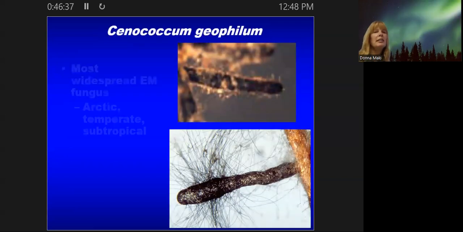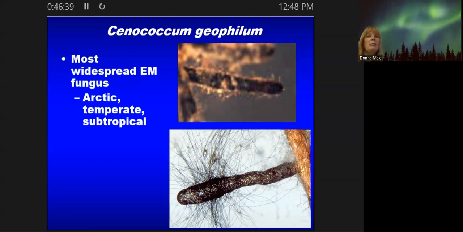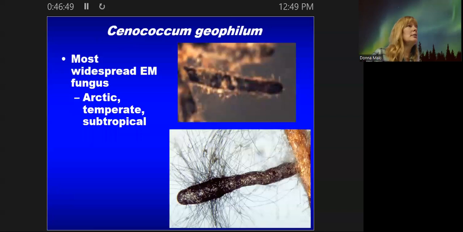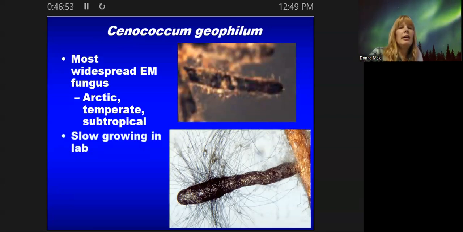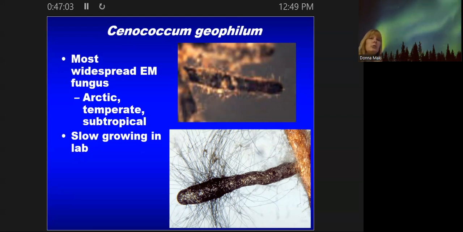So another one that I studied for my PhD is famous as well, Cenococcum geophilum, because again, huge broad host range. You can find it even growing up in the Arctic, but it can be found in tropical areas. So it's a very adaptable fungus, and it grows slower than Laccaria for sure. It would take weeks for me to get enough tissue to work with. Beautiful tissue though on the agar plate. It forms this black velvet growth that's just beautiful.